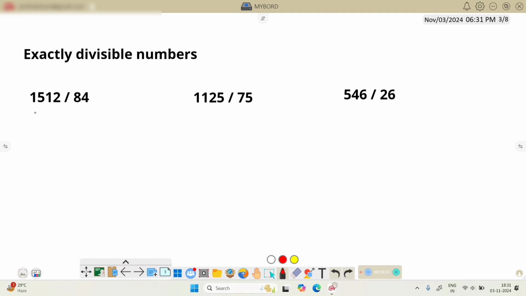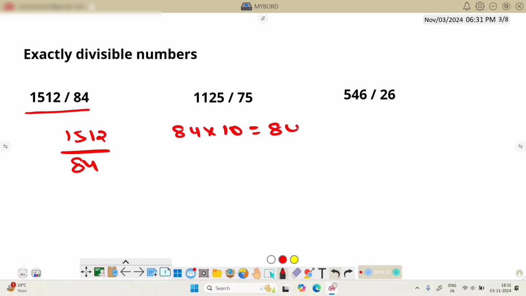See here the numbers are very big, right? Even though the numbers are very big, you just apply the same trick. Here the numbers they have given are 1512 by 84. If you take into 10 you will get 840. Here the number is 1512, which is greater than 840. So your answer should be greater than the multiple of 10.